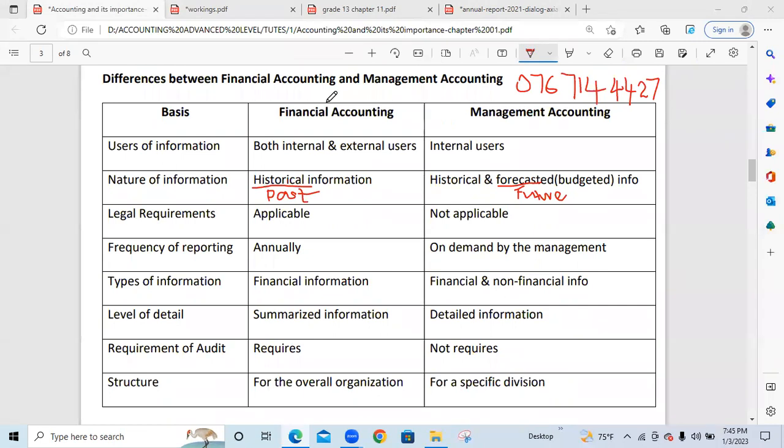Okay, but guys, if it is management accounting, you are not going to give your information to outsiders. So why should you follow laws? You can do it the way you want. Why? Because you are not going to give that information to outsiders. So you don't have to follow any rules or regulations when preparing the statements.